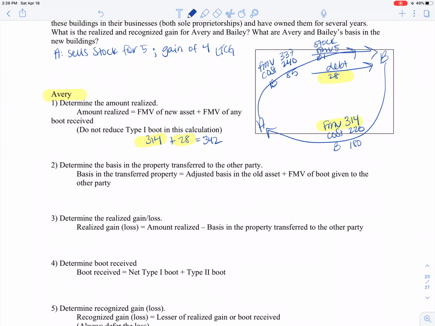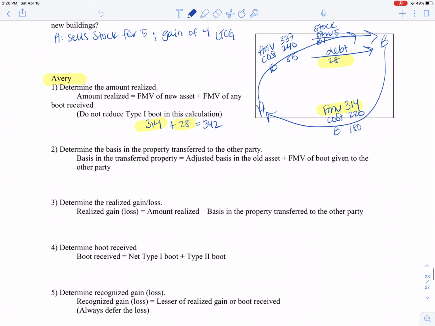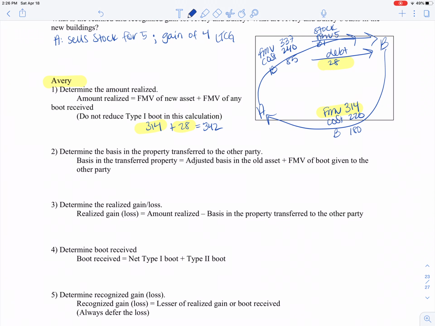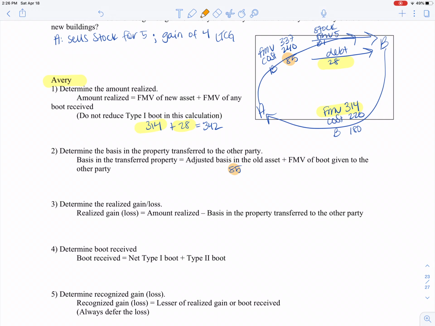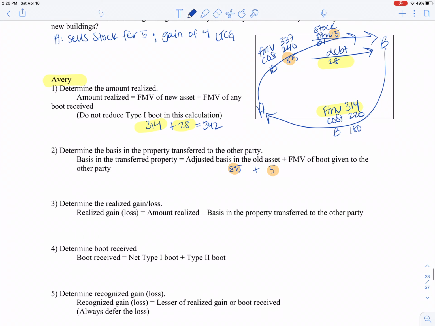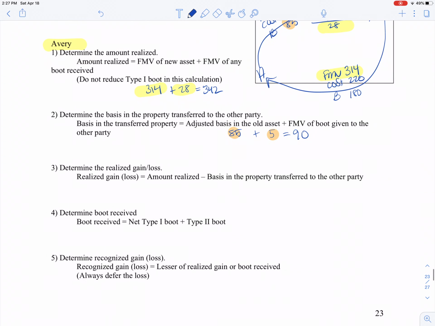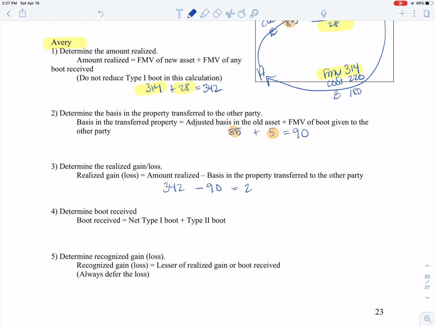All right, what is Avery's basis in the property transferred to the other party? Well, her basis was 85. So we have the 85, which is her basis in the old asset that she's transferring, plus the fair market value of any boot given to the other party. The boot given to the other party is the stock. So we have the 5,000 in stock for a total of 90. The realized gain or the loss is the amount realized of 342 minus the 90 in basis that we just calculated, or 252.